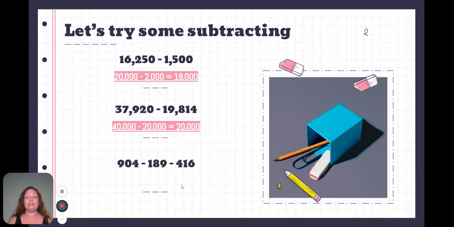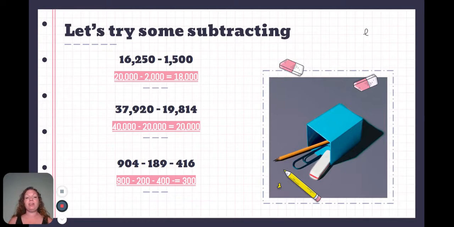And last but not least, 904, 189, 416, rounds to 900, bumps up to 200, and rounds to 400. So then when you subtract, you get 300.